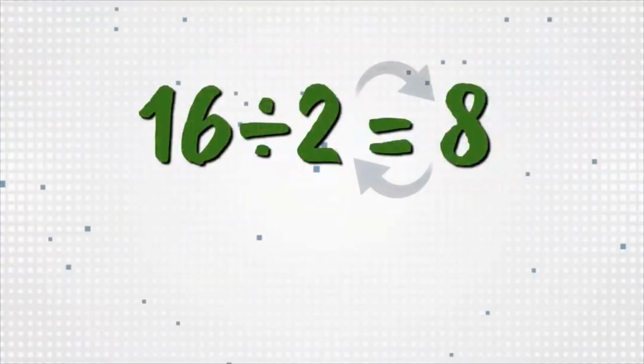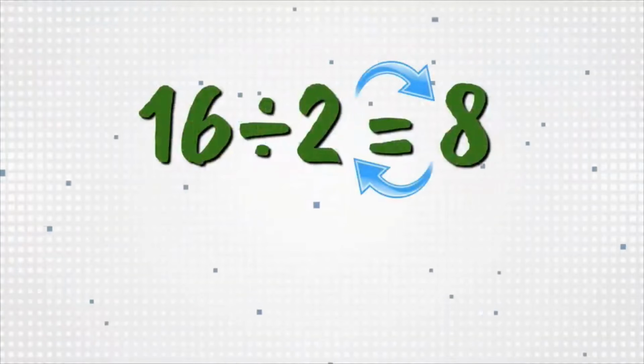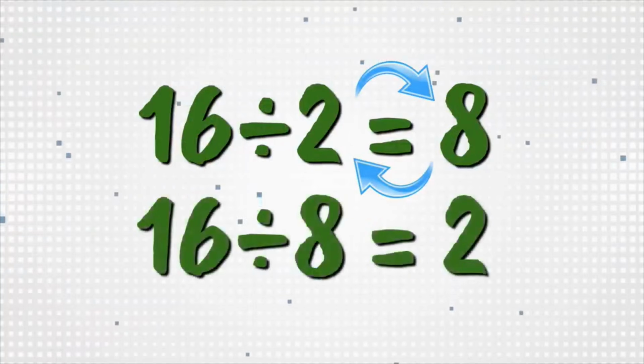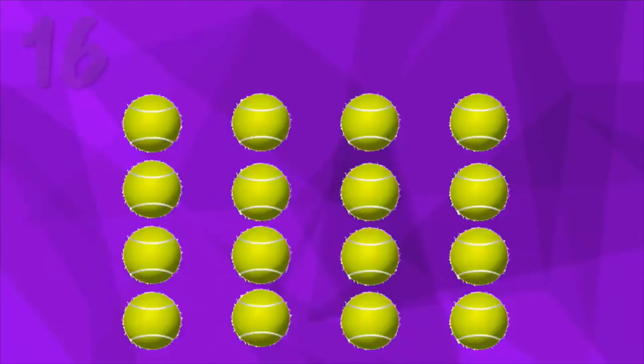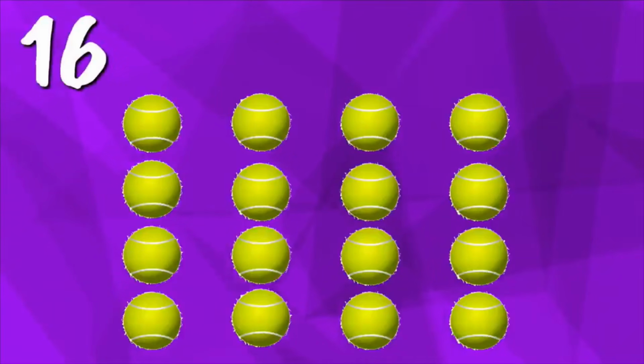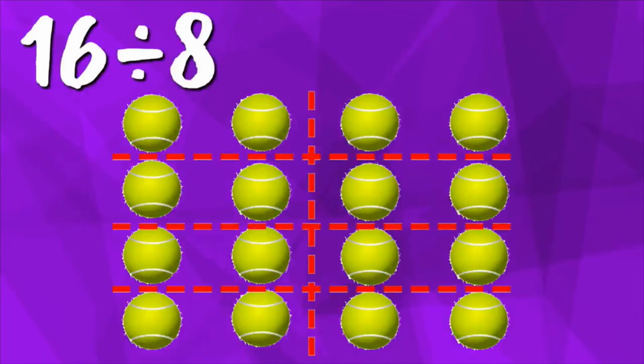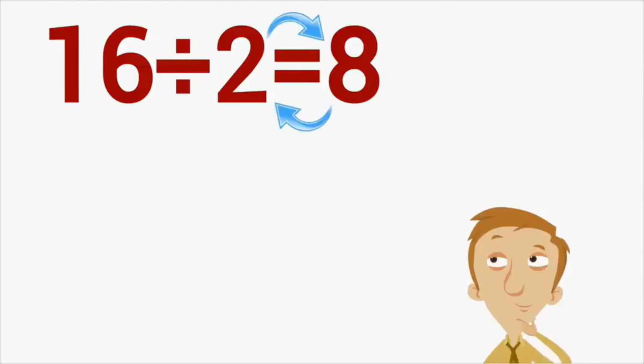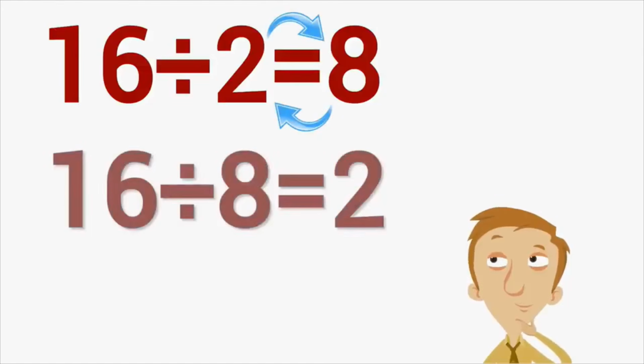Now, we learned that we can switch the divisor and the quotient and it remains true. Let's put that to the test with this. We'll try 16 divided by 8, which will be 2. Here are the 16 tennis balls again, but this time we'll divide them into 8 groups because the divisor is 8. In this case, 8 players are splitting the 16 tennis balls. How many are in each group? 2. 16 divided by 8 equals 2. Fantastic job. So you really can switch the divisor and the quotient and the answer remains true.